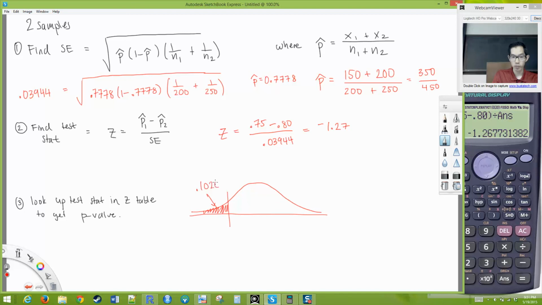Okay. What was my alternative hypothesis? What symbol did it have in it? It was P men minus P women, something 0. Greater than, less than, or not equal to? Not equal to. I had a not equal to sign. So what do I use for my p-value? I'm going to take this times 2. So my p-value is equal to 2 times 0.1020. I get a p-value of 0.2040. This is my p-value.